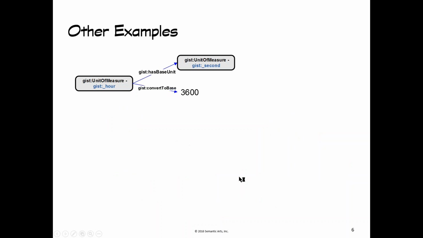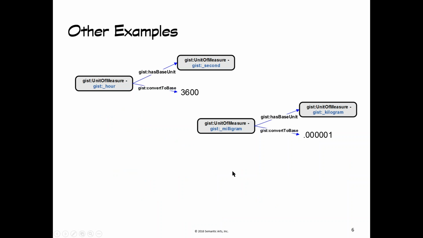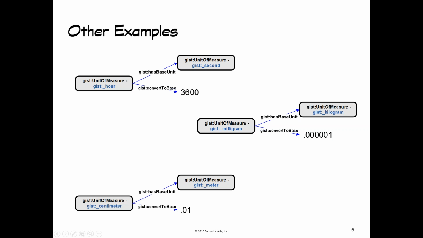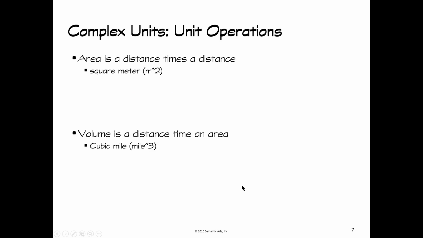Some other examples: an hour has 3,600 seconds, a milligram has 10 thousandths or 100 thousandths of a kilogram, and a centimeter has a hundredth of a meter. So these are just simple ways to do things in GIST.